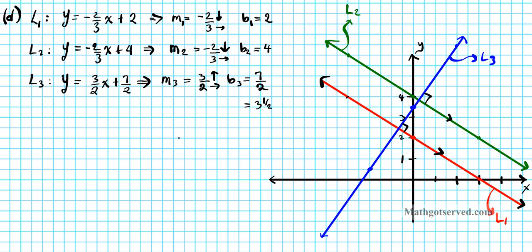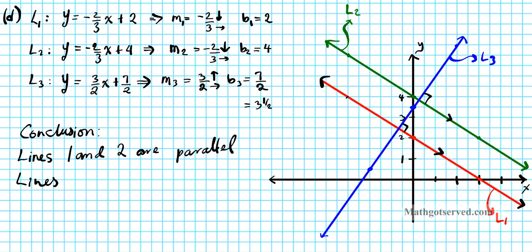Okay, so what conclusion can we state from the graph? Conclusion from the graph, we can clearly see that lines 1 and 2 are parallel. Lines 1 and 3 are perpendicular.